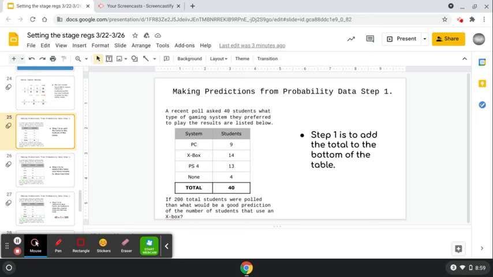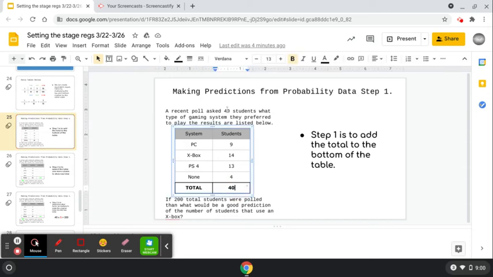Step one is, is the total included in your table? That hasn't changed since we started probability. That was day one from the beginning: find the total and put it in the table. Remember, total means to add all these up, and when we add up 6, 14, 13, and 4, it gives me a total of 40. Sometimes, if you're lucky, they'll give you the total in the word problem, but you need to make sure you see it in the table, so take the time to add that row of total. It will help you moving forward, and you need to use these steps. So step one: find the total.